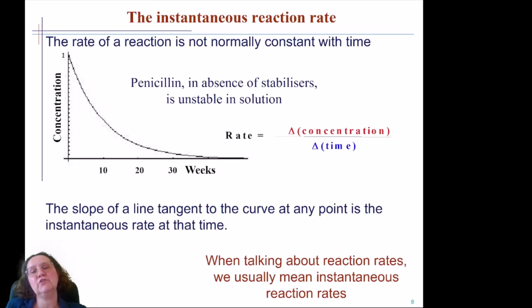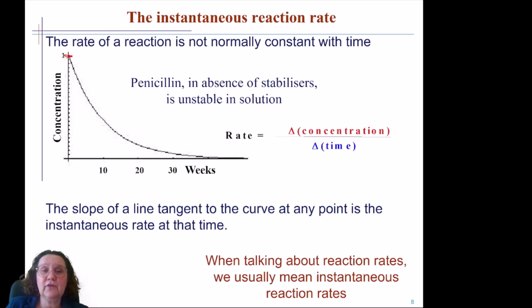Another way of looking at reaction rate is not talking about reaction rates or even average reaction rates, but talking about instantaneous reaction rates. And that is saying the reaction rate at that particular point in time of the reaction. On this slide, you have a typical curve of how penicillin, in the absence of stabilizers, behaves. Penicillin, if it doesn't have stabilizers, is unstable in solution. So when you first prepare it, everything is penicillin, but over the course of several weeks, up to roughly 6 months, it slowly decays and you lose the amount of penicillin you have in the solution.